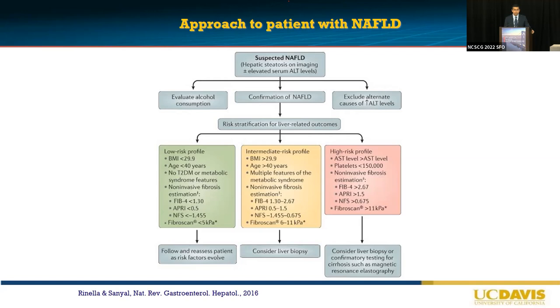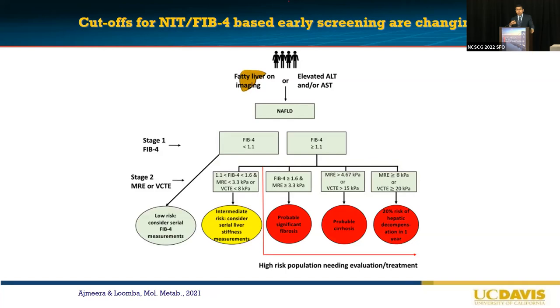We will have new AASLD guidelines come out this year, hopefully, for NAFLD-NASH. This is based on data from Dr. Lumba's group at UCSD. They show that if you have a FIB-4 less than 1.1, so their cutoffs are changing, that's good. But if it's more than 1.1, then you want to do a secondary test. Based on the secondary test, if you have an MRE more than 8 kilopascals, or a transient elastography more than 20 kilopascals, there is a 20% chance that this patient is going to decompensate. So you definitely want to keep that patient on your radar quite a bit more.